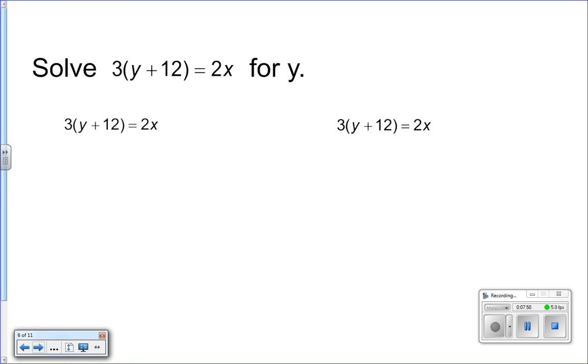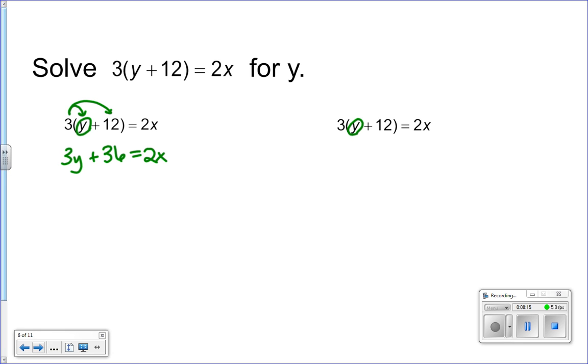This one actually shows how to deal with distribution. Okay, so it says solve 3 times the quantity of y plus 12 equals 2x for y. Well, that y is on the inside. Okay, so there's actually 2 ways to do it. That's why I have 2 problems up here. But in either case, I'm going to solve for y. In the first case, I'm going to go ahead and distribute that 3 ahead of time. Okay, so 3 times y is 3y, 3 times 12 is 36, and that equals 2x.